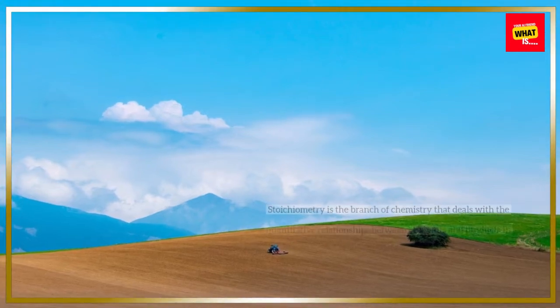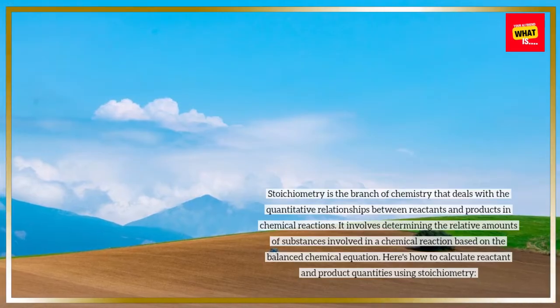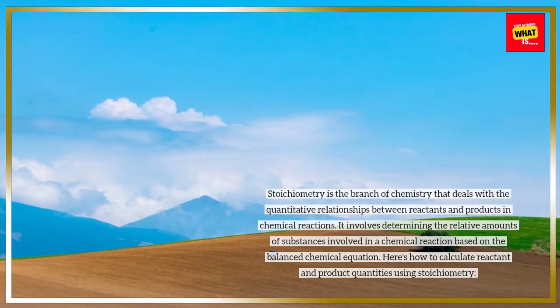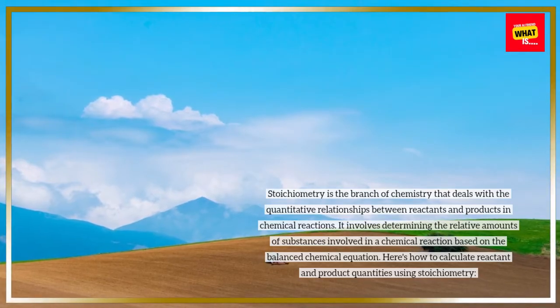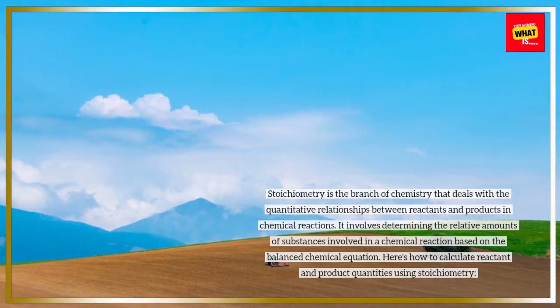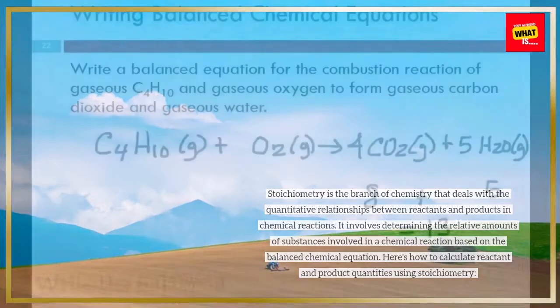Stoichiometry is the branch of chemistry that deals with the quantitative relationships between reactants and products in chemical reactions. It involves determining the relative amounts of substances involved in a chemical reaction based on the balanced chemical equation. Here's how to calculate reactant and product quantities using stoichiometry.